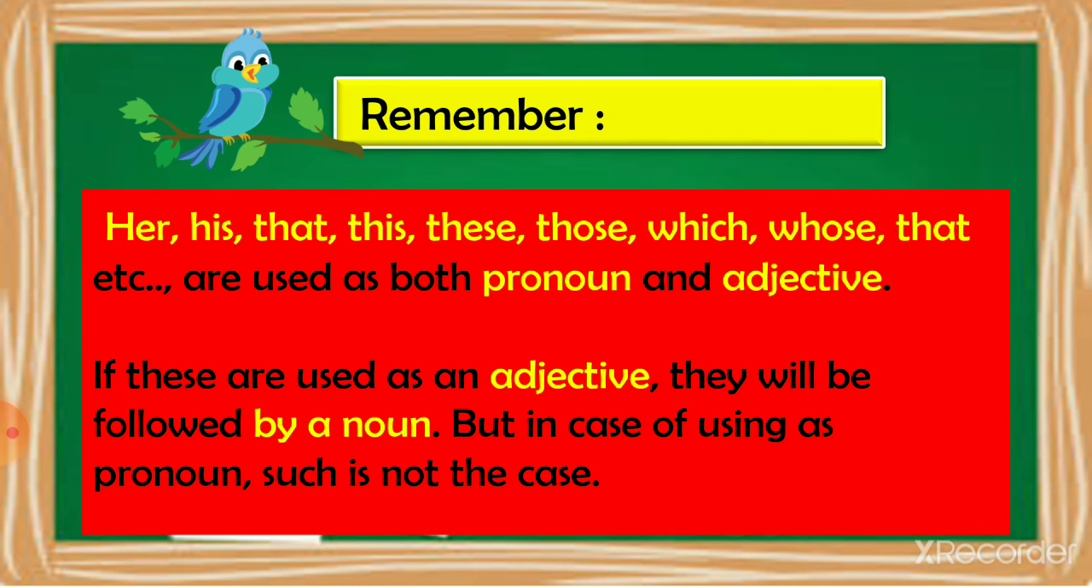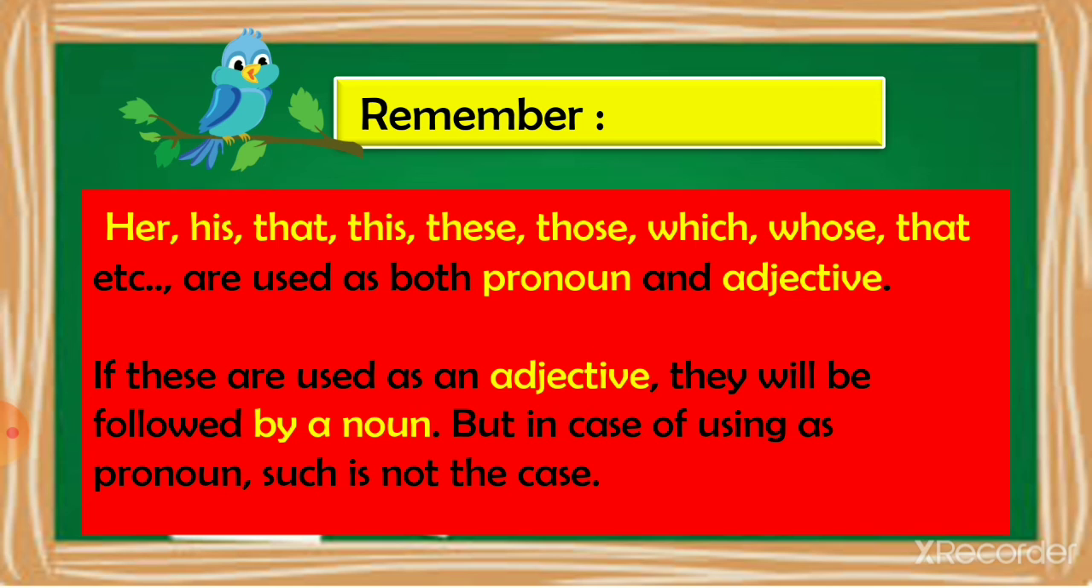Now we should always remember that her, his, that, this, these, those, which, whose, etc. are used as both pronoun and adjective, right? So these are the pronouns, but they are sometimes also used as adjective. So how will we know whether the words are used in the sentence as a pronoun or an adjective? So if these are used as an adjective, they will be followed by a noun, right? So this is how you can identify.